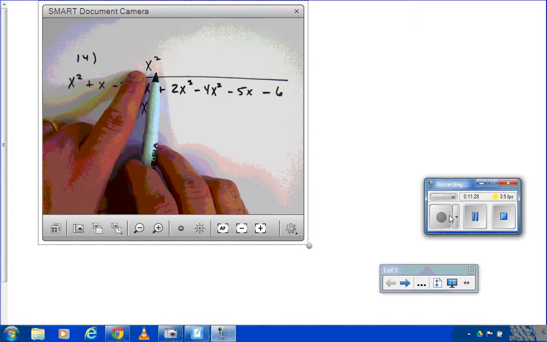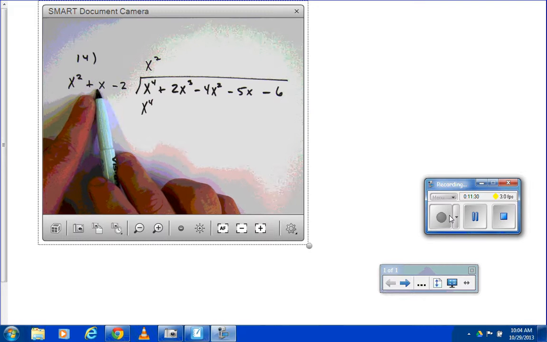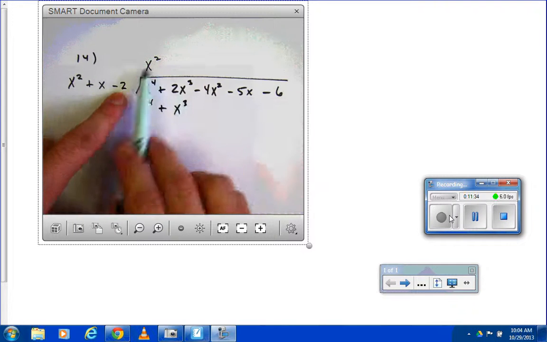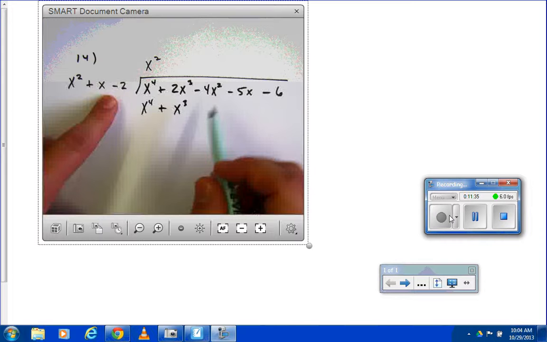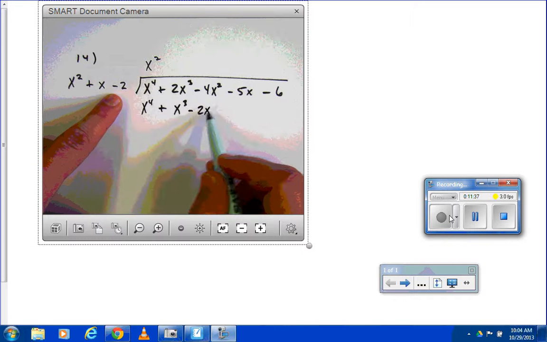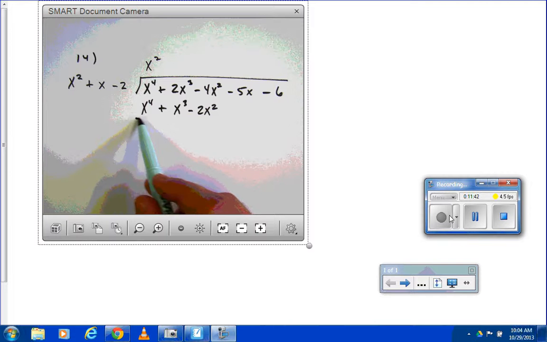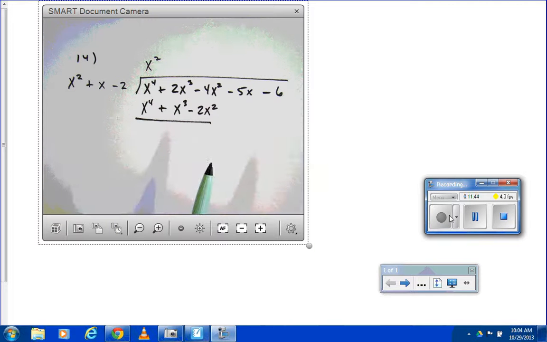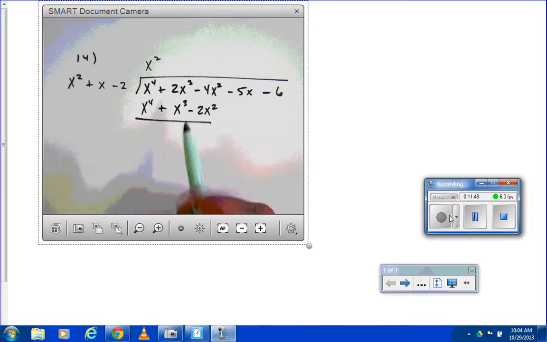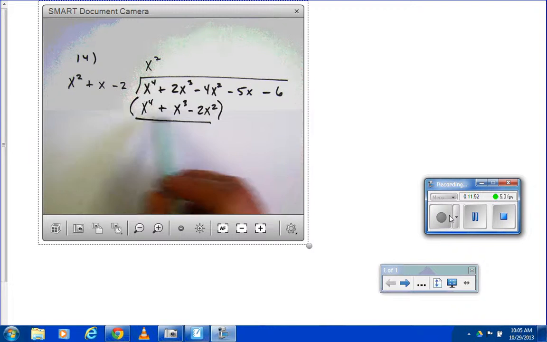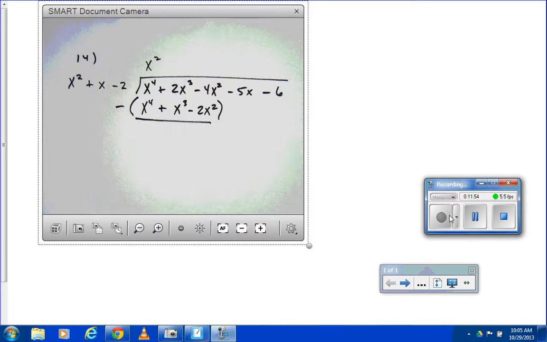All right, so what about x squared times x there? X cubed. All right, and x squared times negative 2 would be negative 2x squared. Okay, now when you do long division, what's the operation that you do at this point? You subtract. That's what division is, repeated subtraction. So it's not just combine like it is with synthetic division, it's subtraction. So you have to subtract all that.